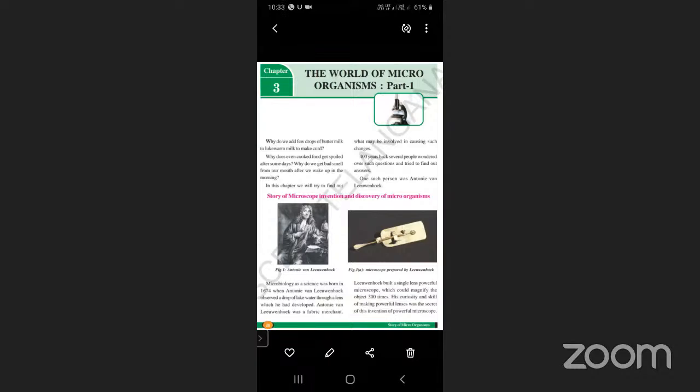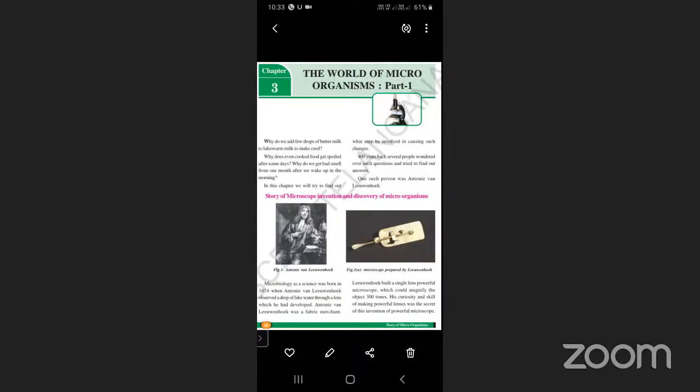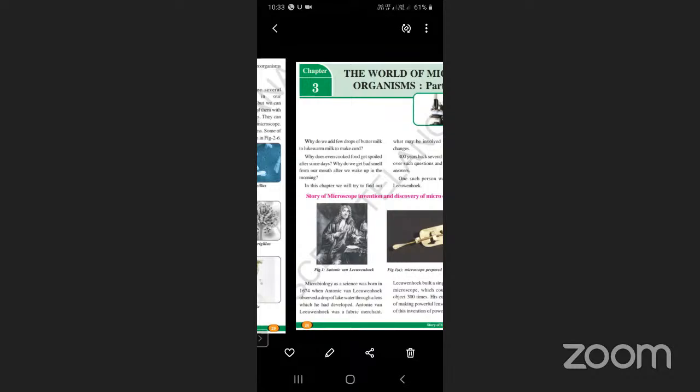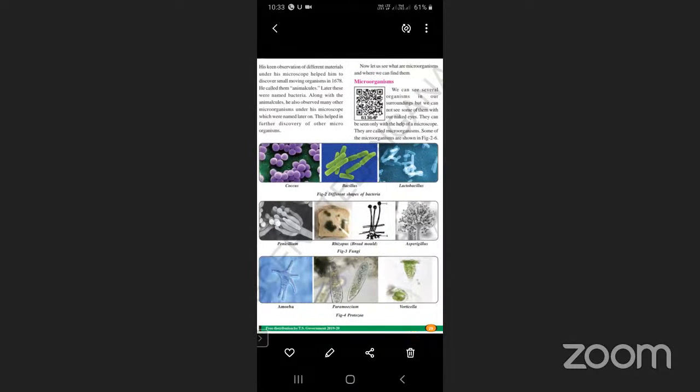So here, in the last class, we discussed the world of microorganisms, part one, about Anthony van Leeuwenhoek and the microscope prepared by Leeuwenhoek. We observed many microorganisms, like coccus, bacillus, lactobacillus, penicillium, rhizopus bread mold, aspergillus, amoeba, paramecium, bordetella.